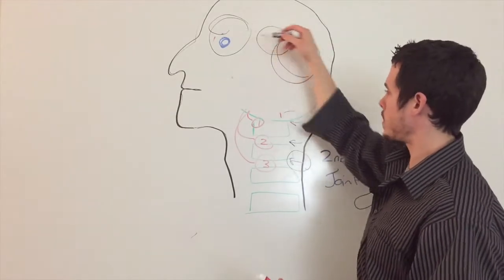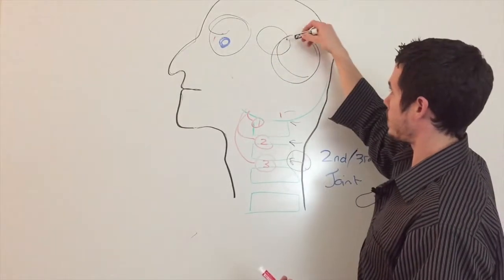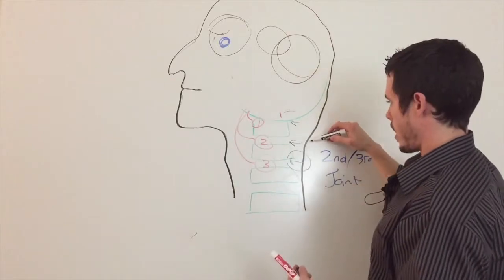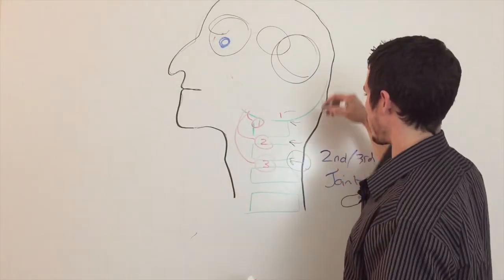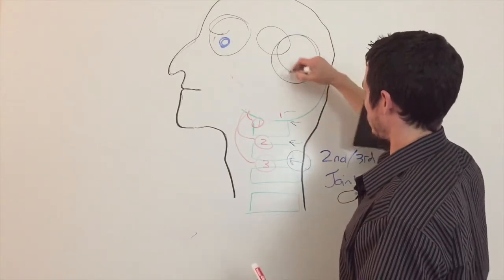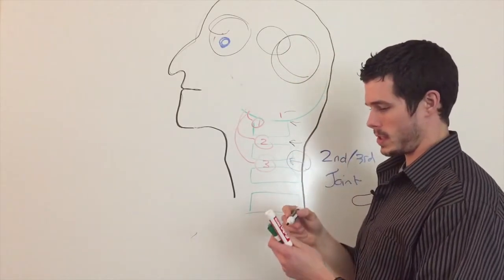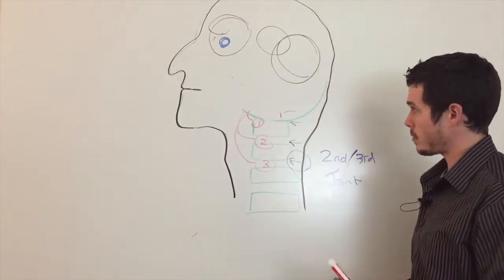Really high, you may feel it up at the eye. A little bit lower, you may feel it in the temples. And at the lowest point between the second and third joint in the neck, you may feel it not only in the neck, but you will also feel it maybe right behind the ears or something like that. Okay? So, pretty cool stuff.